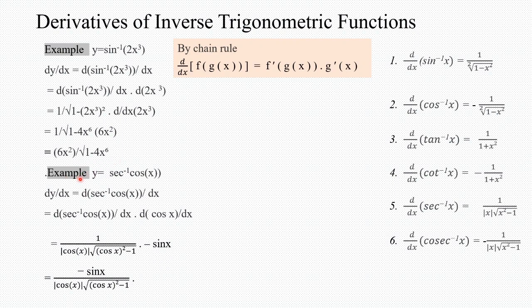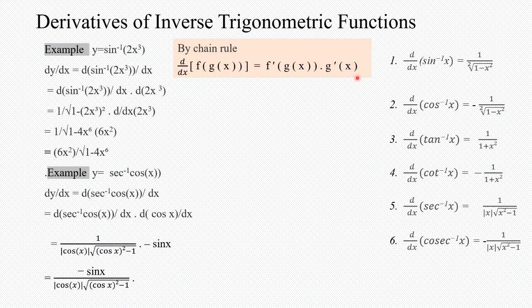Example: y is equal to sec inverse cos x. Here we see function of function, that is sec inverse of cos x. Hence chain rule formula is this. In chain rule, first we differentiate the outer function keeping inner function as such and then differentiate the inner function.